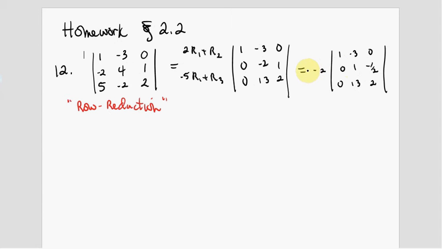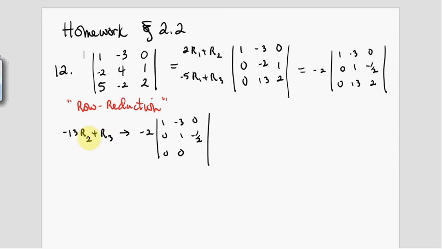And so now I'm going to use this 1 to get a 0 where that 13 is. So we'd say negative 13 times row 2 plus row 3. That negative 2 stays the same out in the front. 1, negative 3, 0, 0, 1, negative 1/2. This is 0, 0. We have negative 13 times negative 1/2 is 13 over 2 plus 4 over 2. That's 17 over 2.